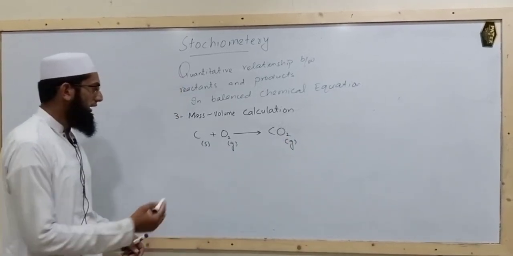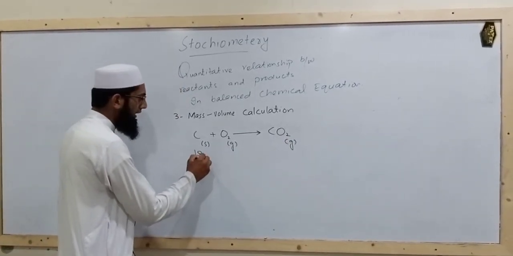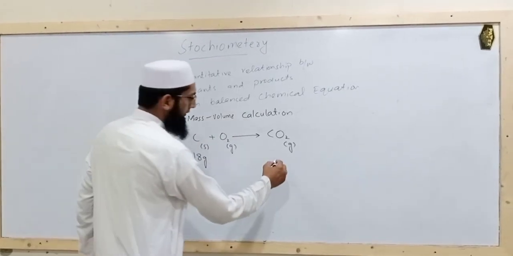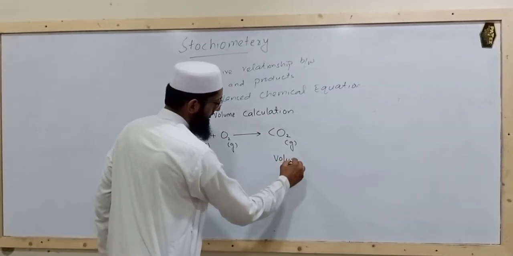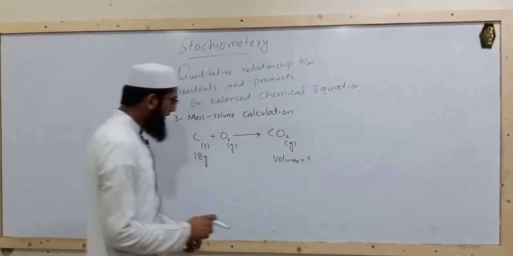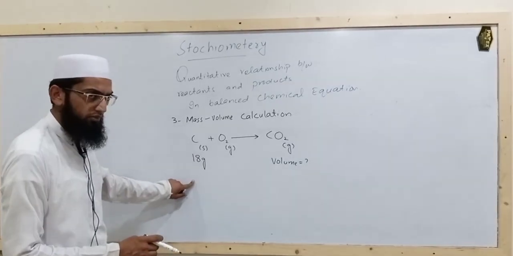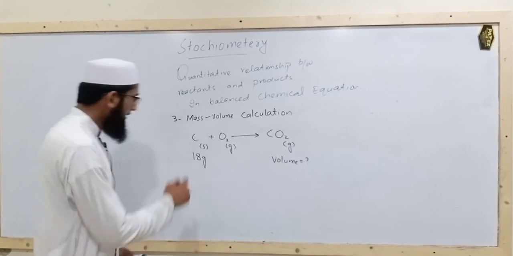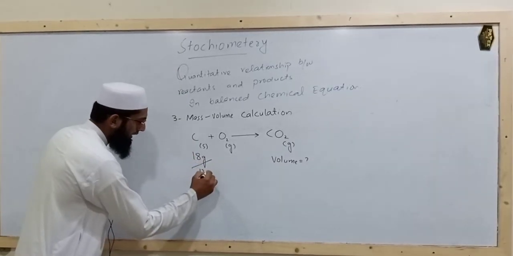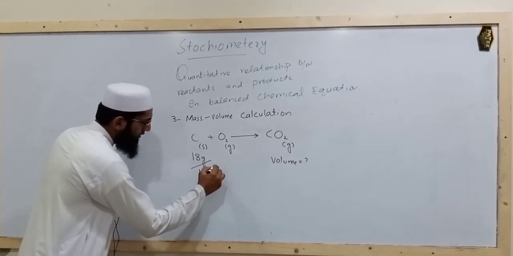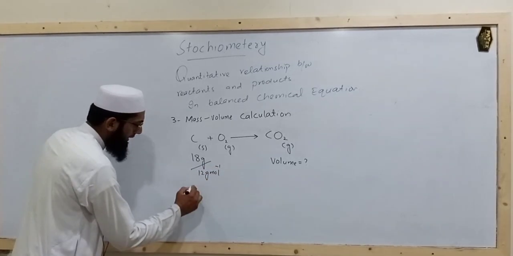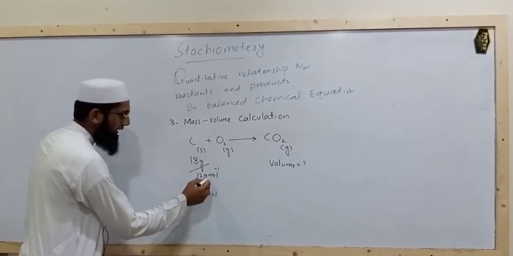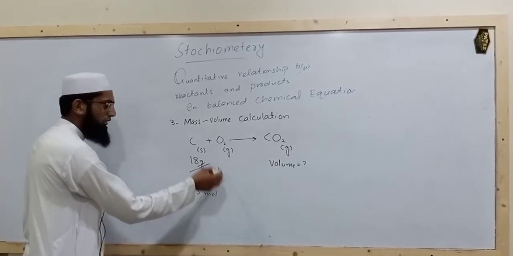So if we are given that you have 18 gram of carbon, then what will be the volume of the carbon dioxide produced? Volume. So first we need to convert this 18 gram into the moles, and then we compare the moles of carbon with the moles of carbon dioxide. So it has mass 12 gram per mole. Okay, so it will become 1.5 mole. Given gram will be crossed with gram and per mole will become mole.